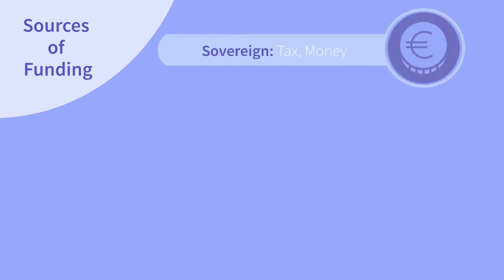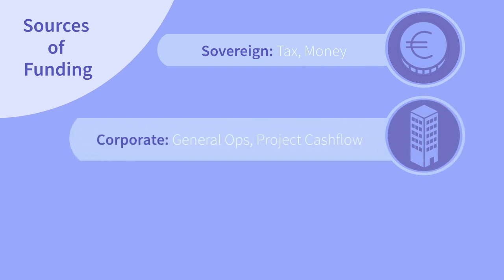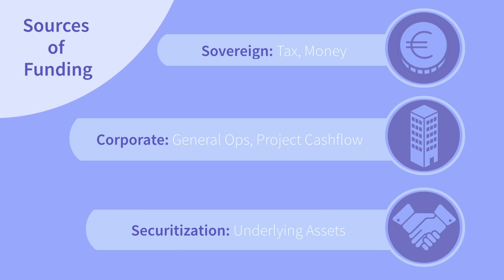With a sovereign bond, for example, a loan might be serviced through tax proceeds or from the money supply. With a corporation, the interest payments will be serviced by profits from ongoing operations or cash flow from a project. With securitization, we depend on cash flow from underlying assets to cover the repayments.